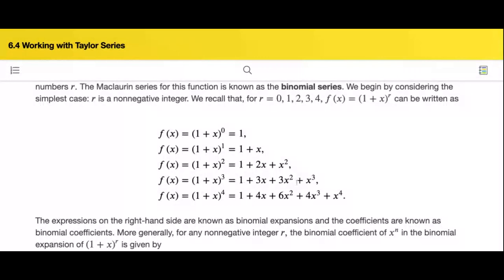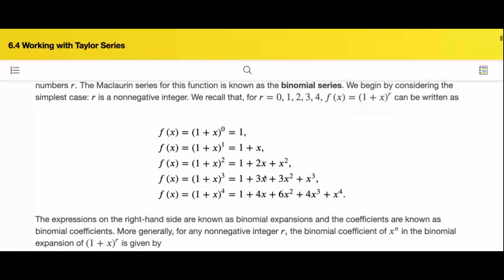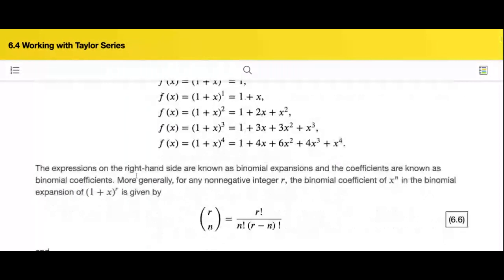How do we get these coefficients? Something called the Pascal's triangle, oh my goodness, I couldn't remember the name. Anyway, the expressions on the right-hand side are known as binomial expansions in the binomial theorem, and the coefficients are known as binomial coefficients.